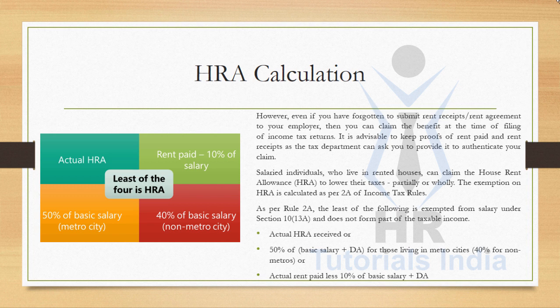the basic salary for those who live in non-metropolitan cities, and finally the difference between the actual rent paid by the employee to the landlord and 10% of basic salary. If we calculate HRA from all these aspects, whichever amount is lesser will be exempted from taxes. Now let us see how exactly the HRA is calculated practically.